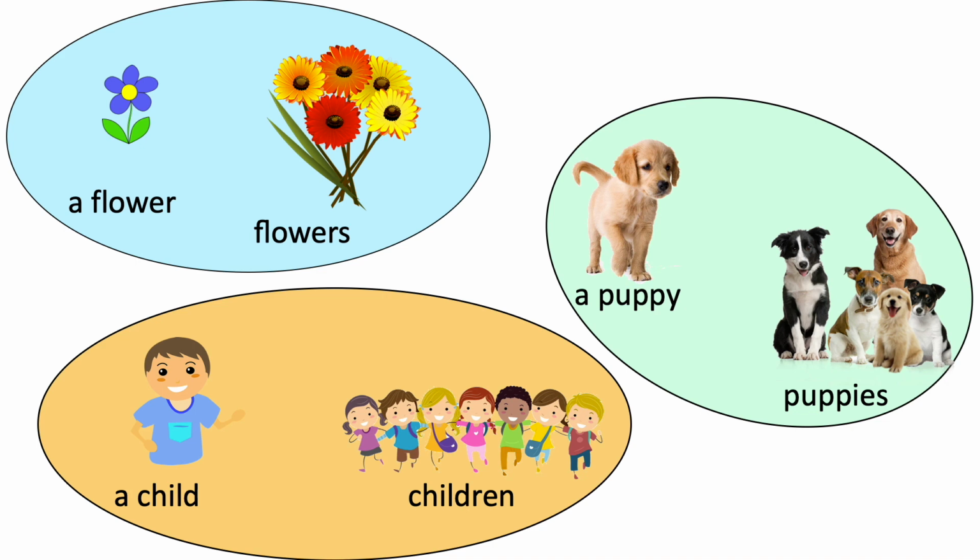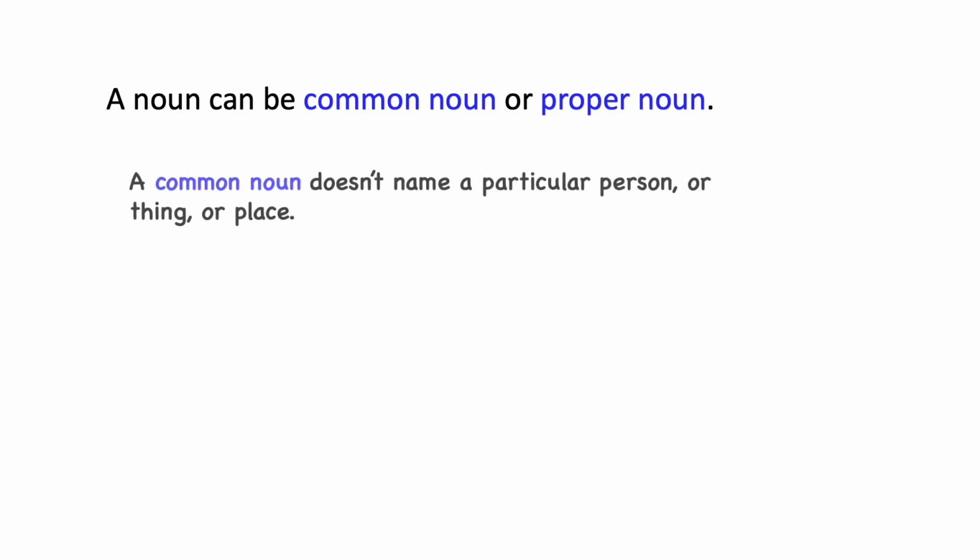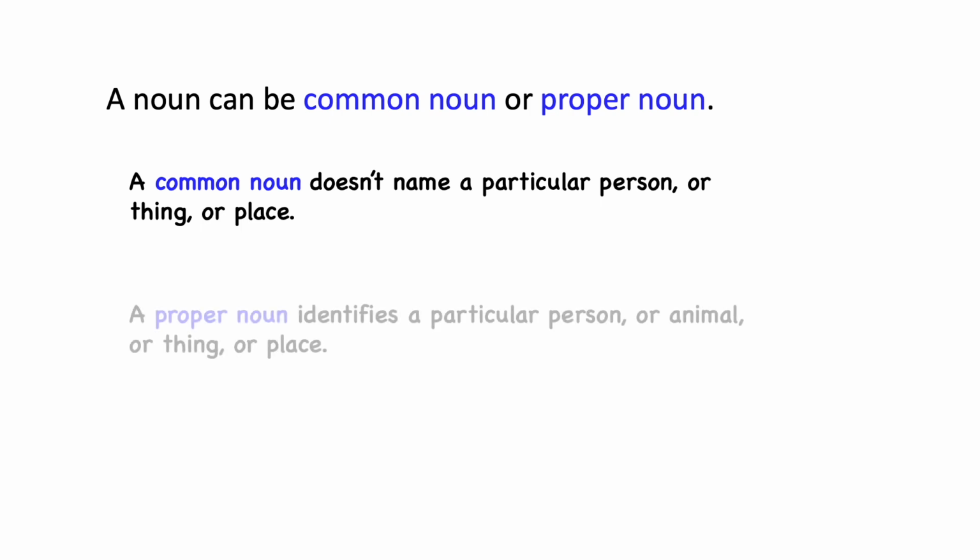Let's take a look at other noun types. A noun can be a common noun or a proper noun. A common noun doesn't name a particular person or thing or place, whereas a proper noun identifies a particular person or animal or thing or place. Let's take some examples to understand it better.